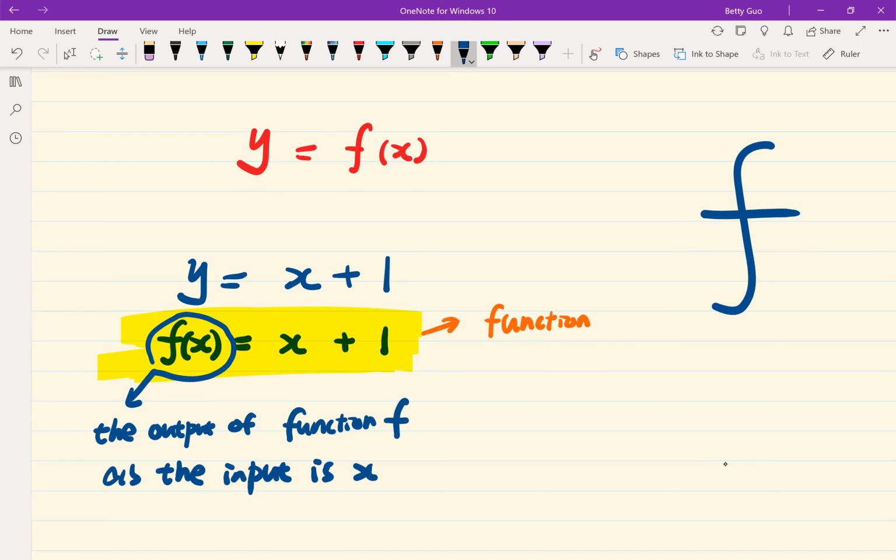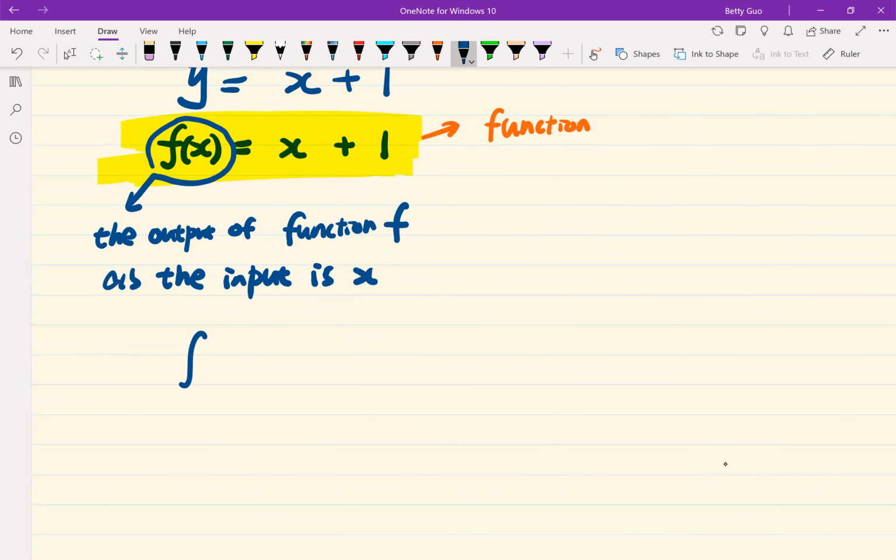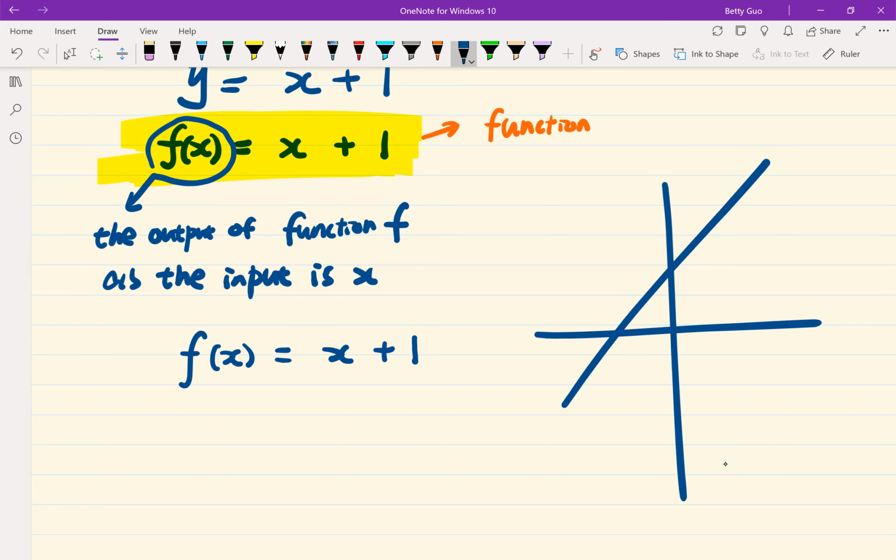If the letter is f here, then f represents the function. F of x is the output of the function f as the input is x. Okay? So let's look at this function, f of x equals x plus 1. Yesterday we agreed this is a function. It's the linear function. It represents a slanted straight line in a rectangular coordinate system, right?